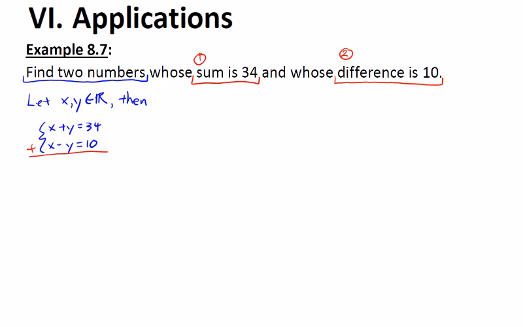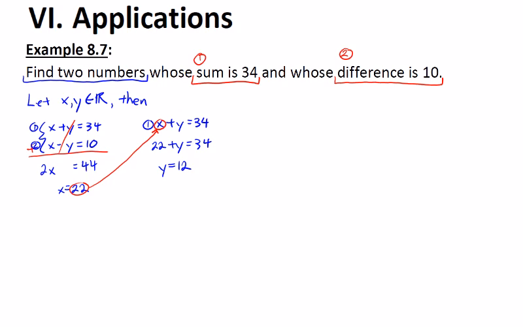If I add the x's, I'll get 2x. If I add the y's, they will eliminate, and then my constants will add to be 44. So therefore, x must be 22. So then I think about the back substitution step. If I take 22 and let's say I take the first equation, x plus y equals 34, and I substitute this 22 in for the x, I will get 22 plus y has to equal 34. So therefore y must be 12.